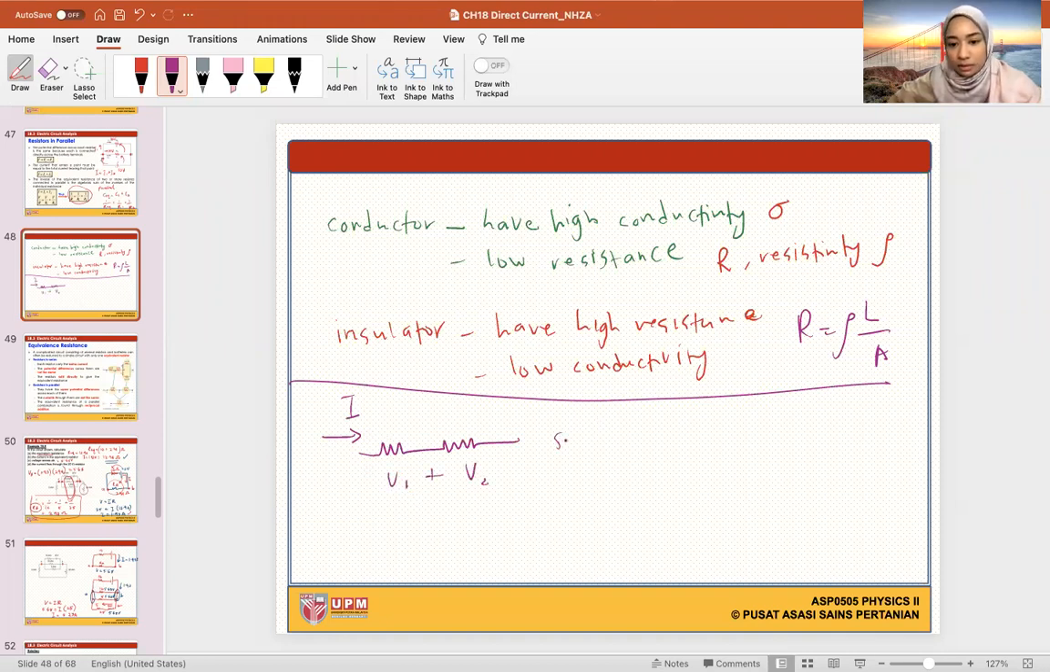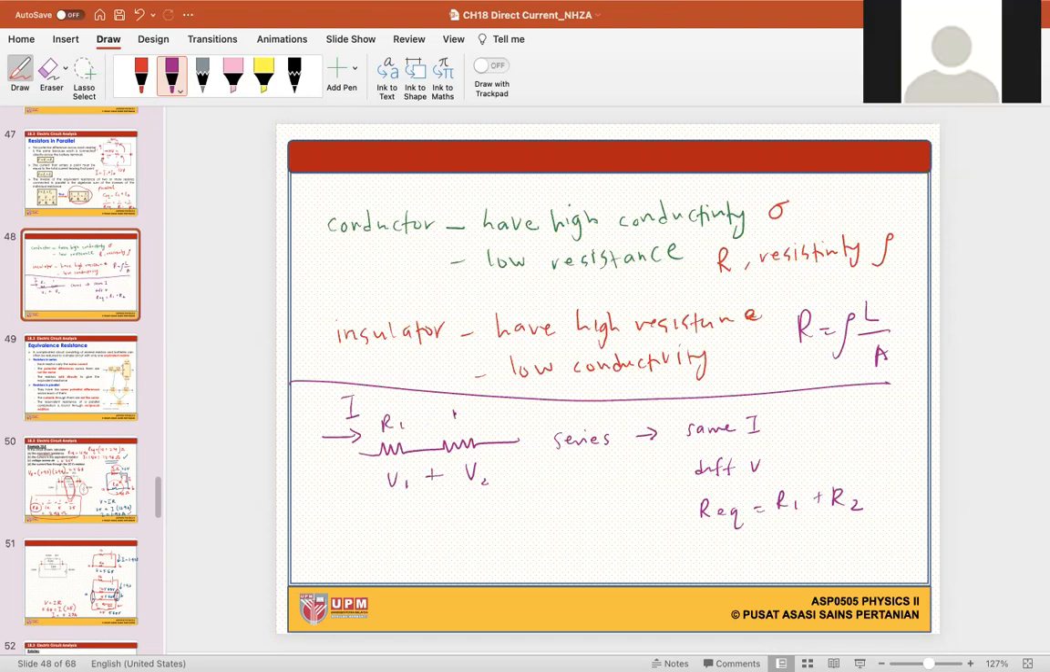So this is in series. Your resistors have the same I, the current flowing through them is the same, but different voltages V1, V2. I've repeated this several times. And then the way you add it together is R equivalent equals R1 plus R2. Okay? And then we have resistors in parallel.